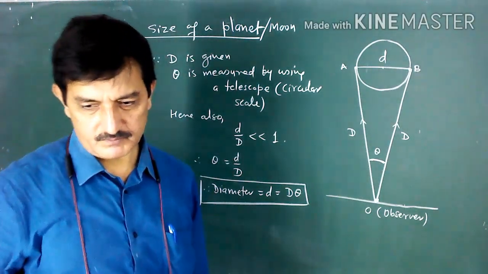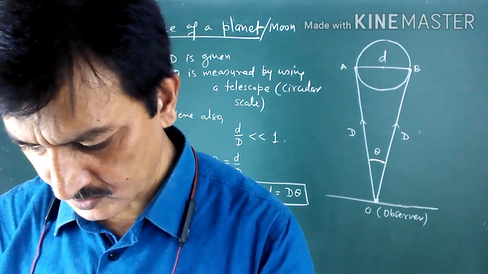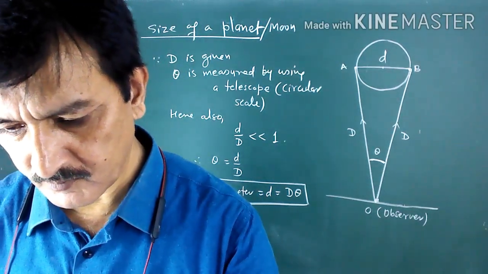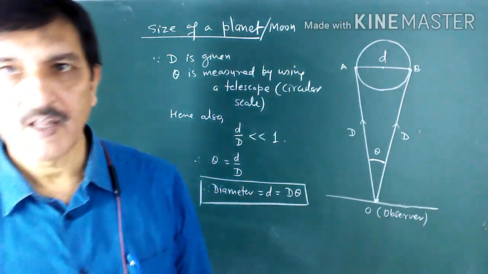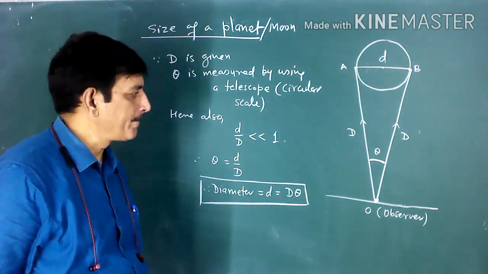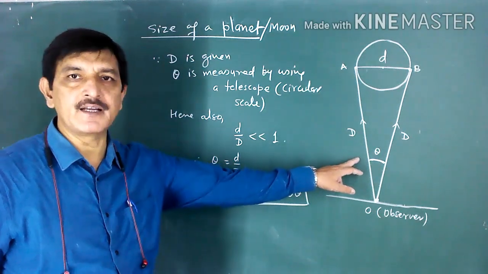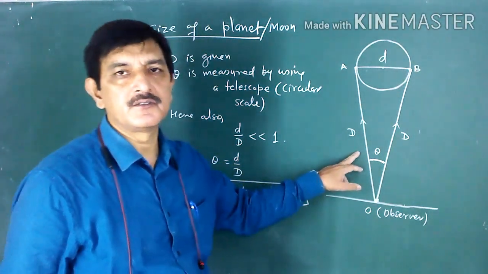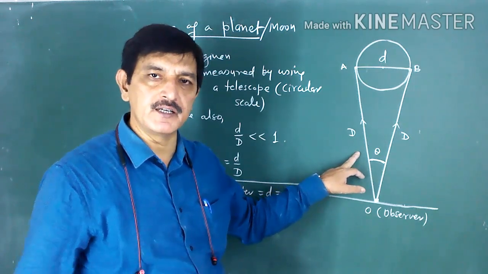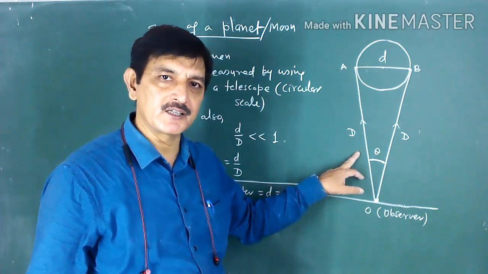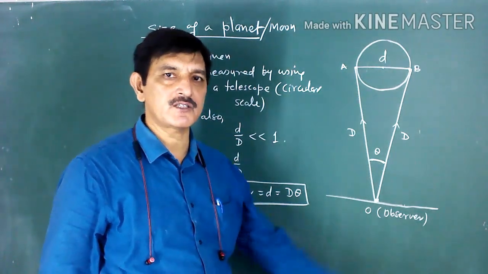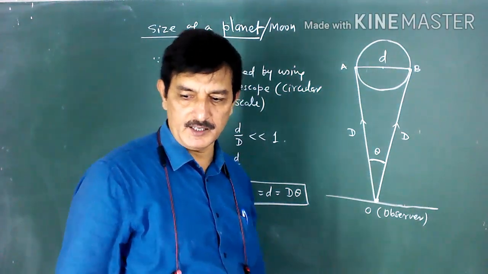Now, as we know that the SI unit of angle is radian. Suppose the value is given in degrees, the angle may be given in degrees, may be given in minutes, may be given in seconds. So now we want to discuss the conversion of degree into minute and into second.